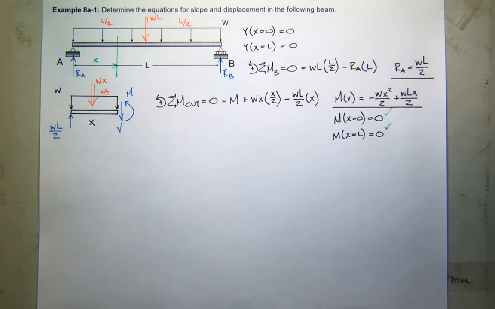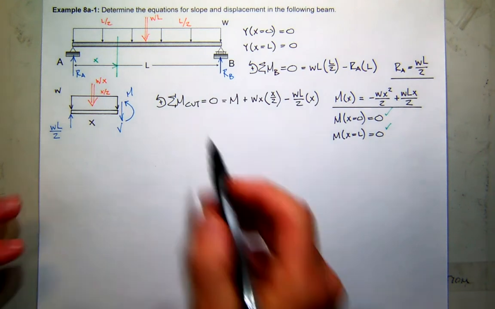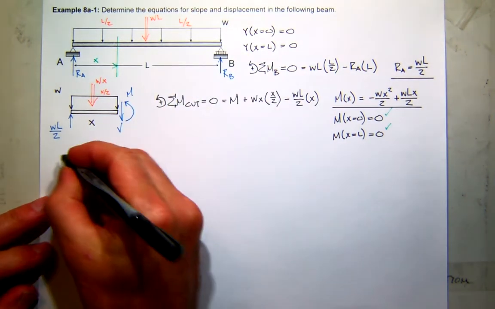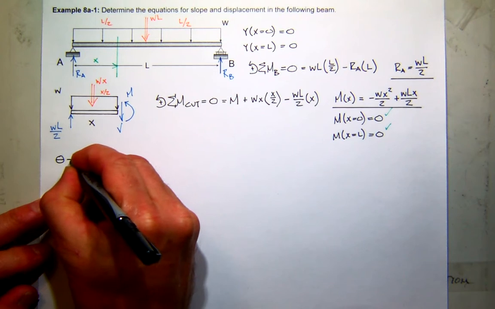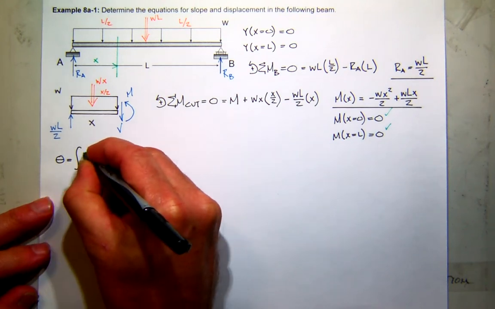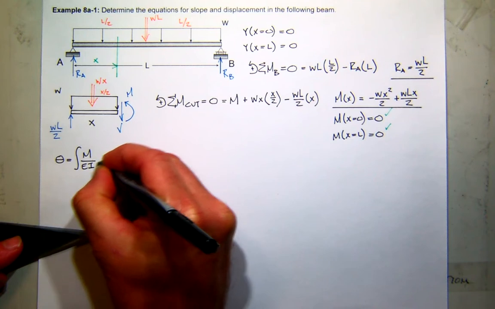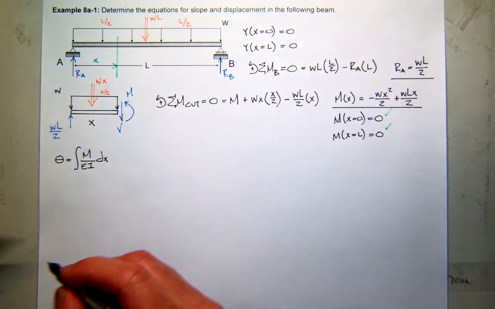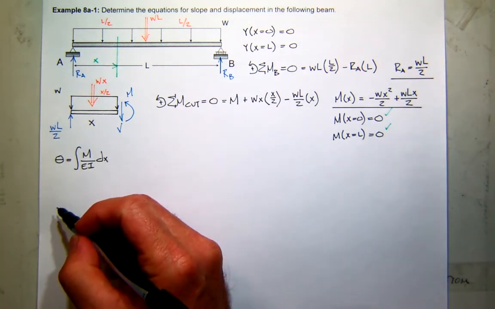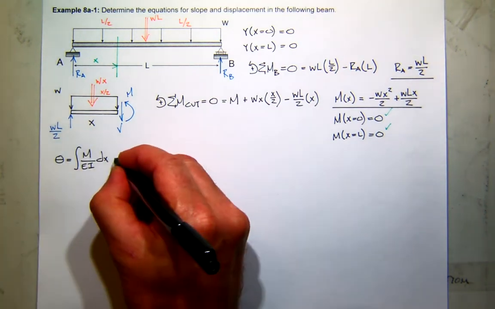But now we're not done. What do we do next? We need to solve for the slope. So we know that the slope is equal to the integral of the moment divided by EI, integrated along the length. So let's do that. So what is the moment?